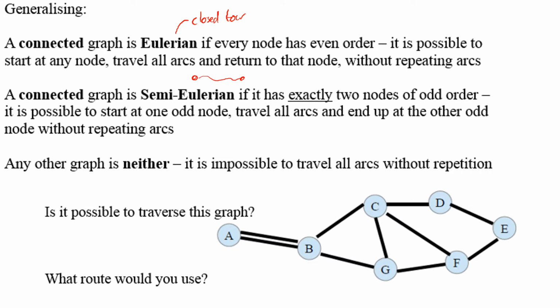So if we take this graph as an example, we consider the order of the nodes. So A has order 2 because there are 2 arcs coming from it, those are separate ones. B has order 4, 1, 2, 3, 4.